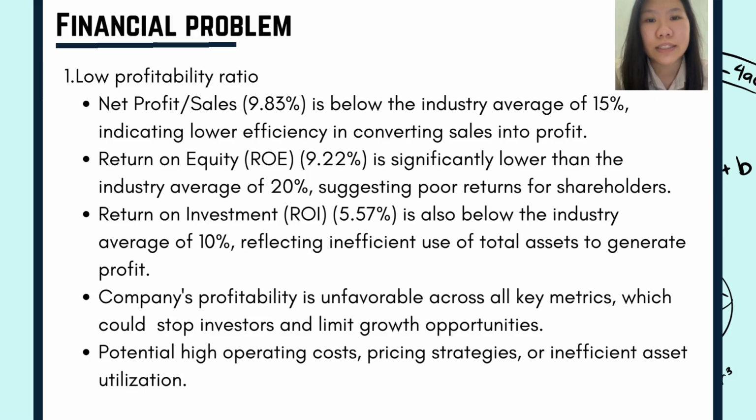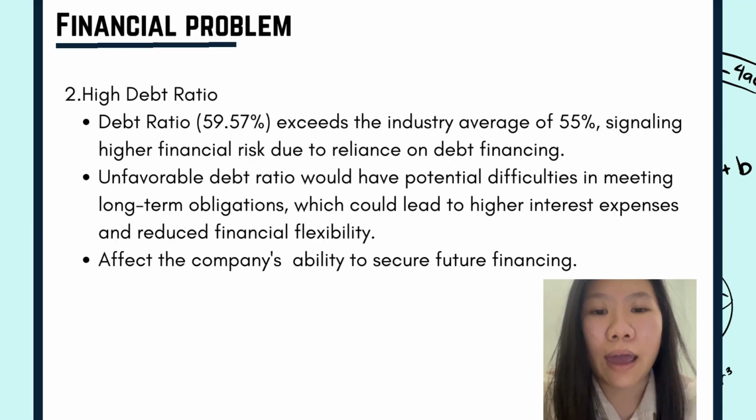This company's profitability is unfavorable across all key metrics, which could deter investors and limit the growth opportunities of this company. This could also indicate potentially high operating costs, pricing strategies, or inefficient asset utilization.